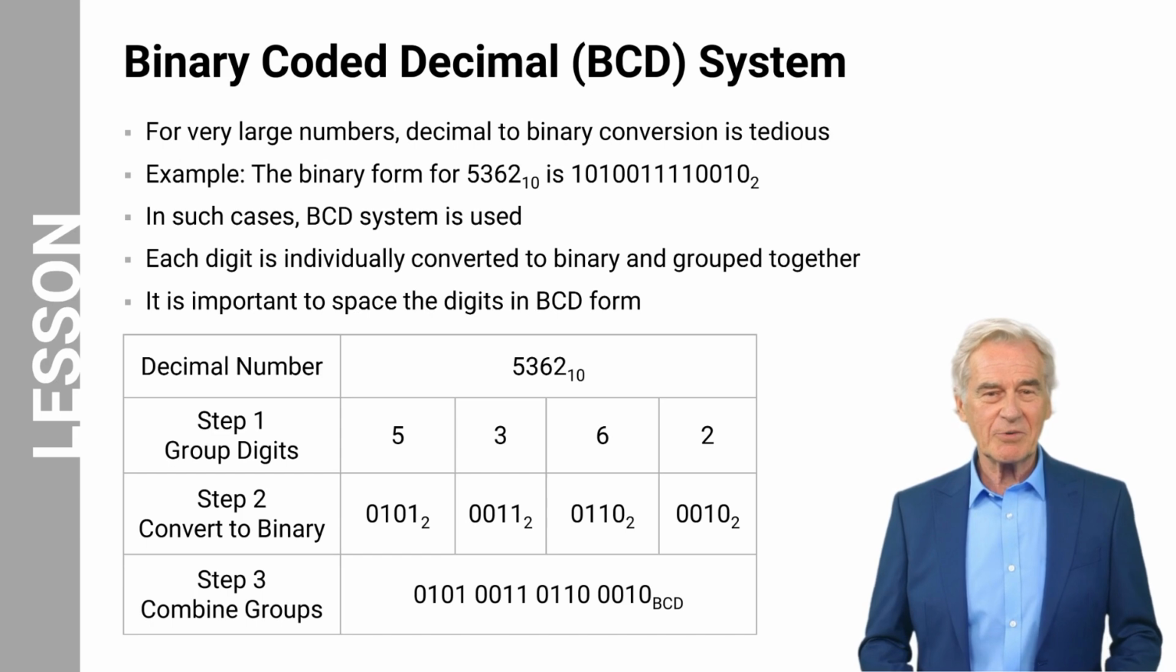These 4-bit groups are then combined into a sequence, keeping the groups distinct with spaces and marked with a BCD subscript. Important note: the BCD result differs from direct binary conversion of the same number. For example, 5,362 would have different representations in BCD and pure binary. While these forms aren't interchangeable, BCD provides a faster conversion method when detailed calculations are not necessary.